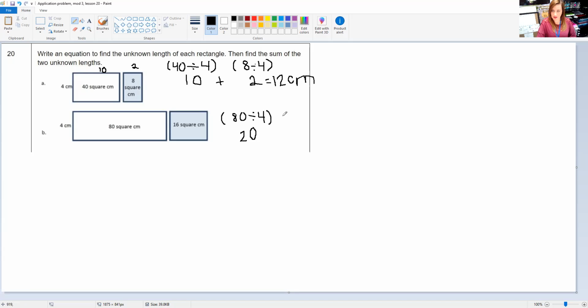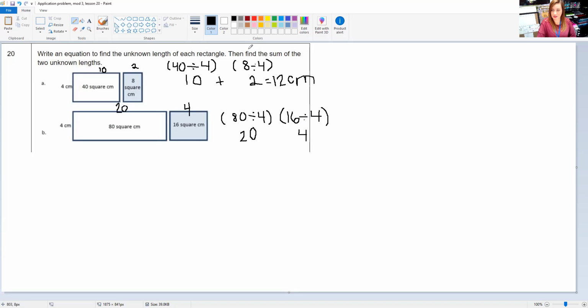And then I'm going to figure out this one. I know this side is 4, just like this one. And 16 square centimeters is a clue. It's the area. So I'm figuring out this side. So 4 times what gives me 16? I immediately know that 4 times 4 is 16, but I'm going to go ahead and show you it like this. 16 divided by 4 is 4. So I know the length of this one is 4 and the length of this one is 20.